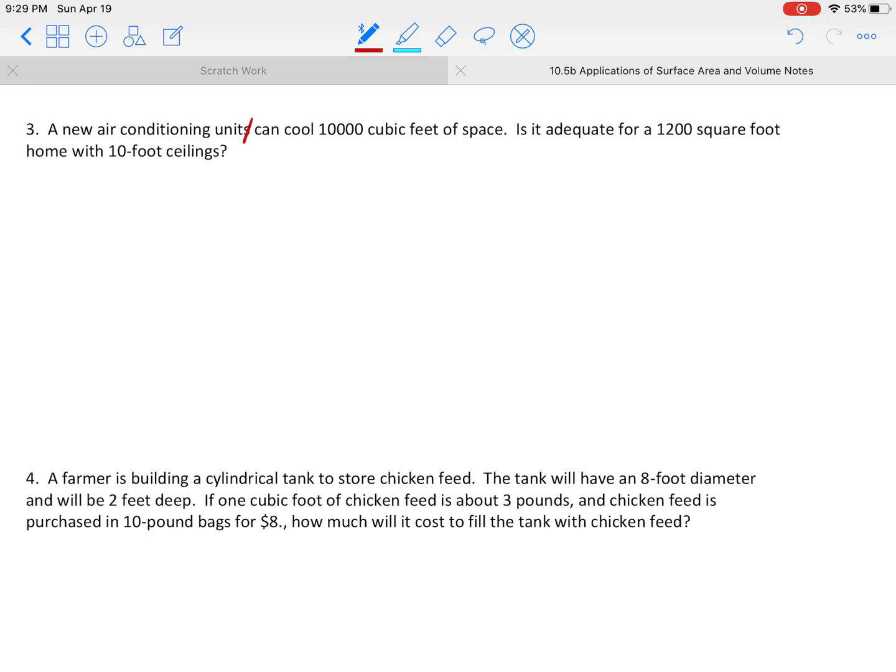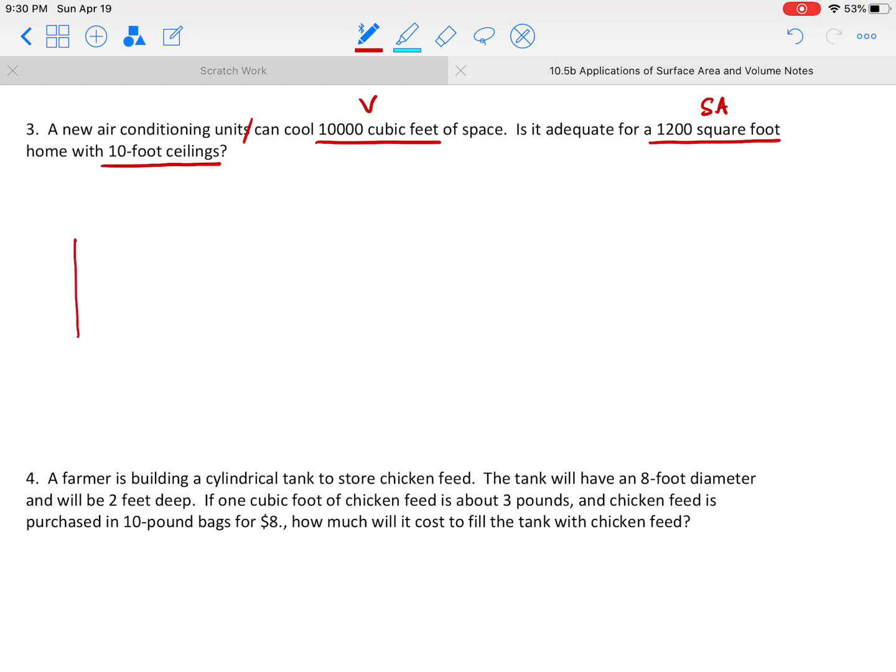It says a new air conditioning unit can cool 10,000 cubic feet of space. And is it adequate for a 1,200 square foot home with 10-foot ceilings? So a 1,200 square foot home, that square footage is surface area of the floor, right? This air conditioning unit is cooling all of the space inside, so it's cooling 10,000 cubic feet, that's volume. And this 1,200 square feet, that's surface area. But the 1,200 square feet floor space multiplied by the 10-foot ceilings, right?